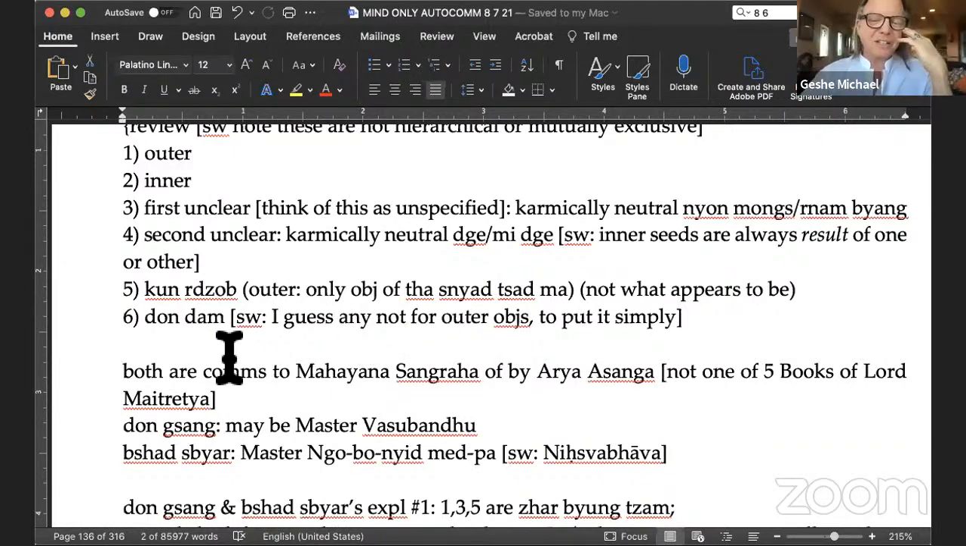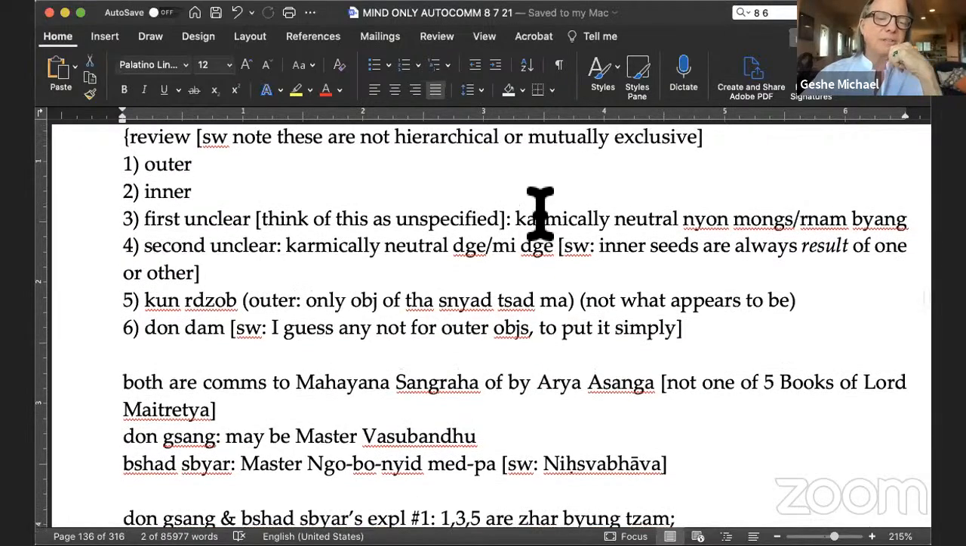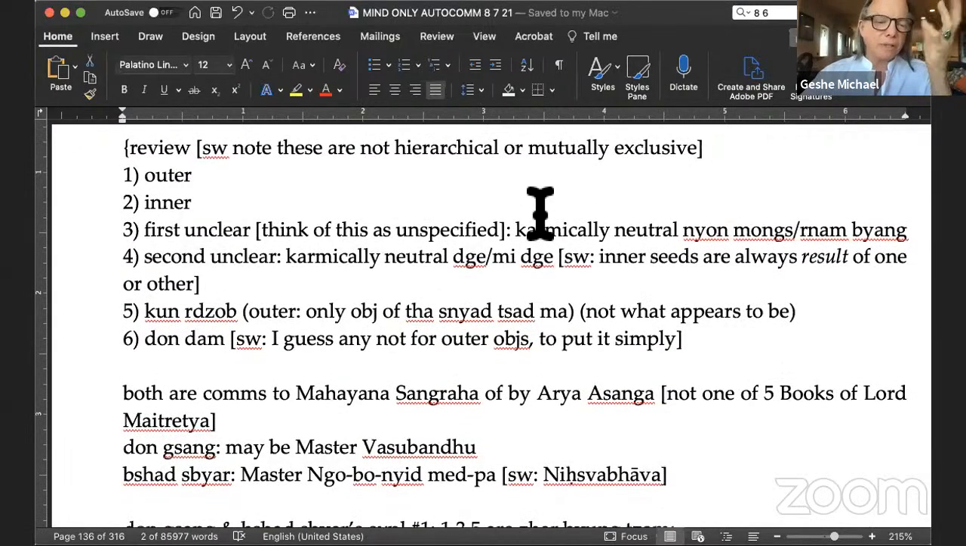And then there's ultimate seeds, which is easy. Any seed that's not creating an outer object, if you want to say it simply. Now these are all messed up. They all overlap each other. Then you get more trouble.